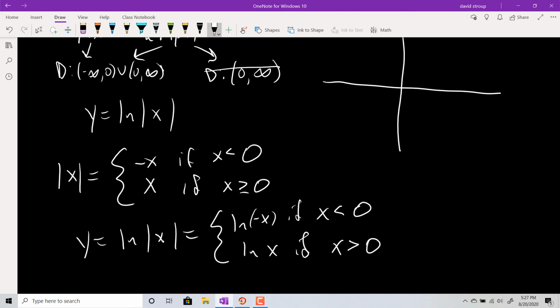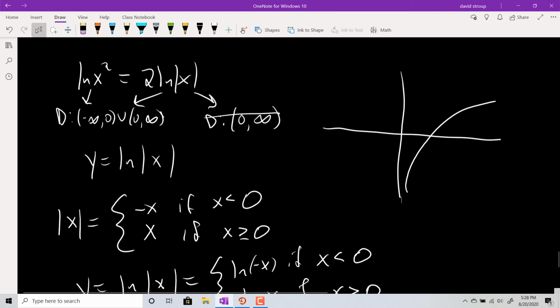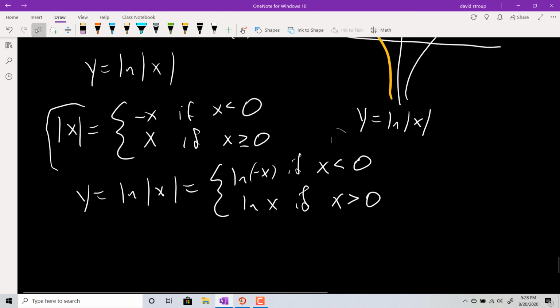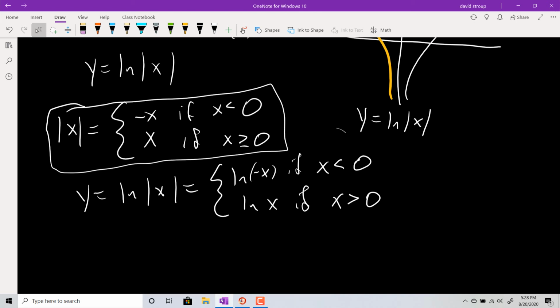Ln of negative x is just the rotation of the ln of x, which looks like this, about the y-axis, right? If I rotate that thing about the y-axis, I'll draw it now in yellow, I get this thing here. Both of those together is y equals ln of absolute value of x. This piecewise definition for the absolute value becomes kind of important sometimes, and hopefully you've seen it before. If not, there it is. It's another way of writing absolute value of x.